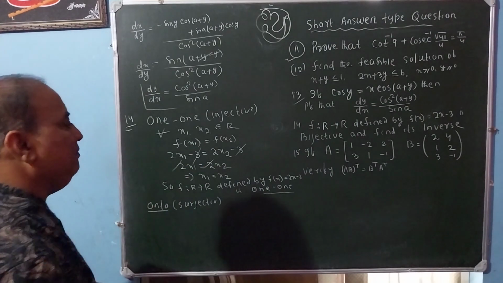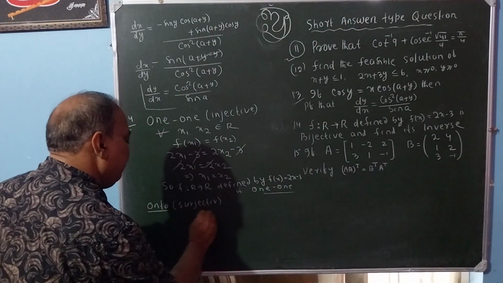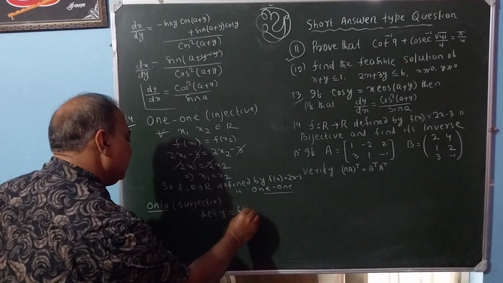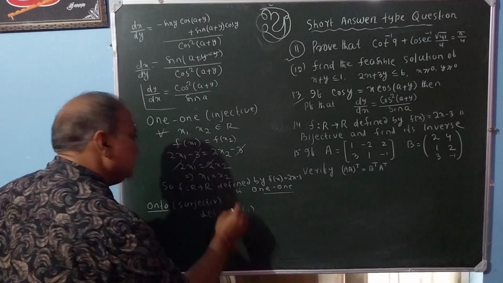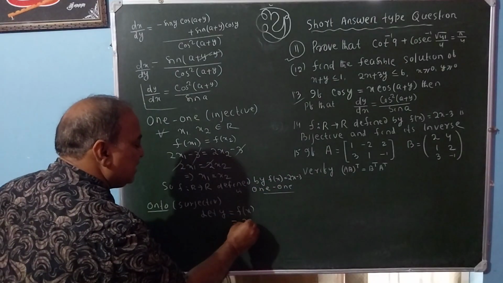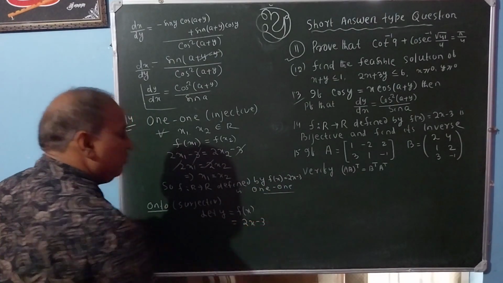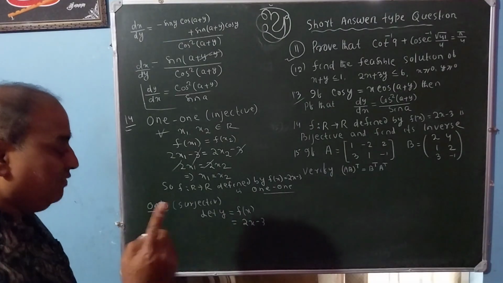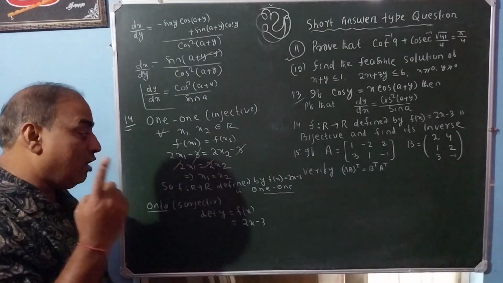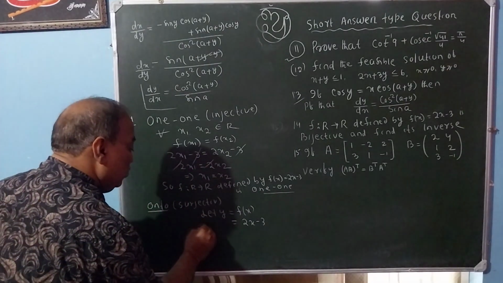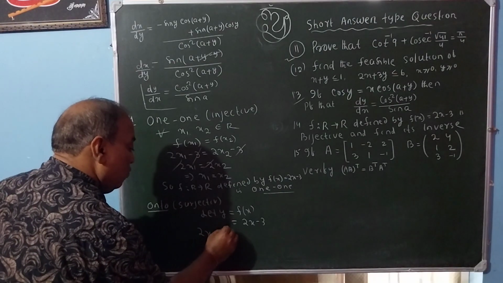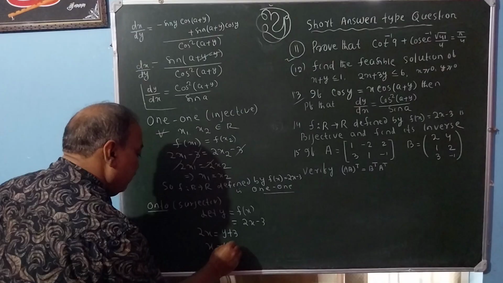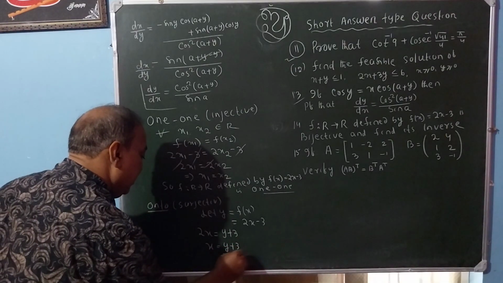For surjective, let y is equal to f of x. That means f(x) is equal to 2x minus 3. So always find out the value of x. For surjective, you have to always find out the value of x. So 2x is equal to y plus 3. x is equal to (y plus 3) divided by 2.